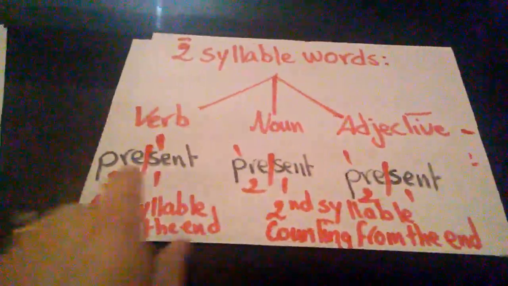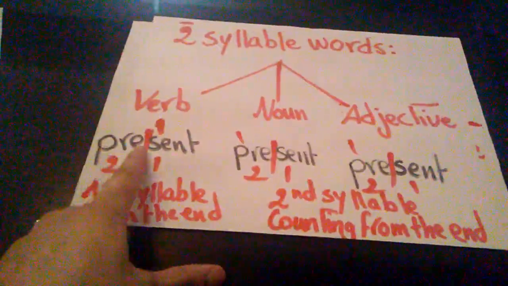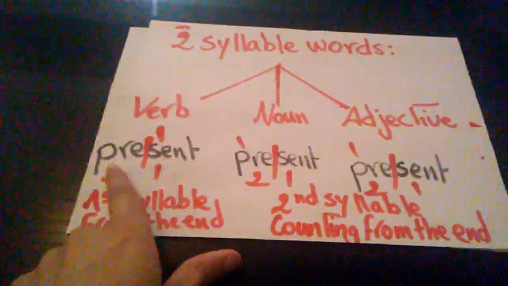As a verb, first thing, I check my word, I divide it. I have present, two syllables. I divide, one, two.